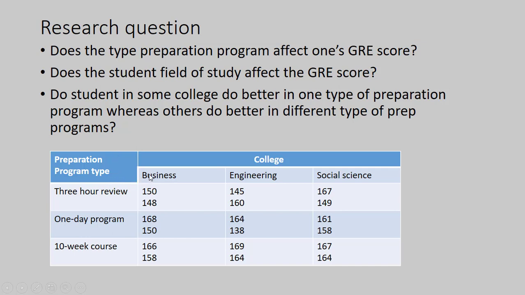And so this is a sample table we have. These are the preparation types: we have the 3-hour review, a one-day program, and a 10-week course too. And these are the colleges: we have business students, engineering students, and social science. And these are the various scores they had. So let's go straight to Python to analyze this data.